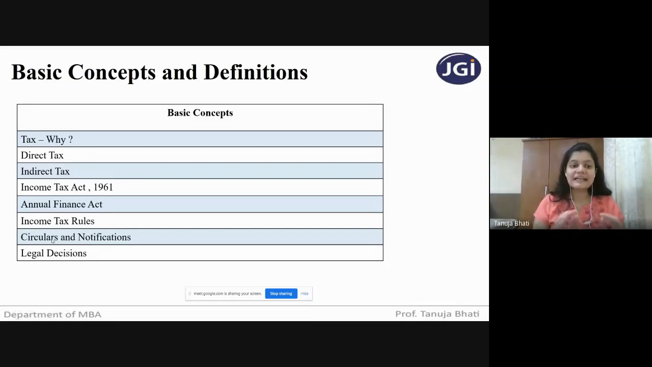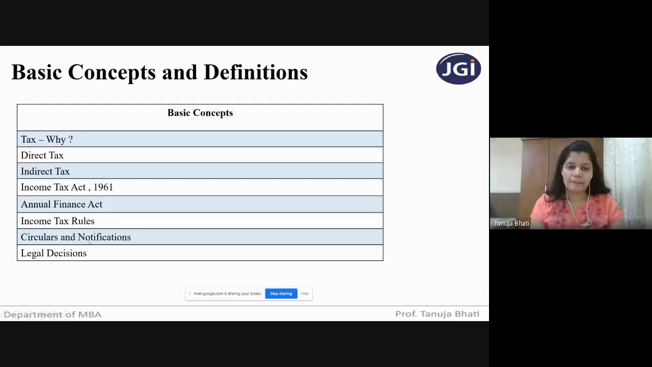A circular will give an explanation regarding clearance of doubt regarding a particular provision in the act. A circular will help the assessing officer. The assessing officer is the person who will assess the income tax paid or payable by a particular individual. Circulars are nothing but issued by the CBDT, which helps in clearing the doubts regarding any provision in the Income Tax Act.